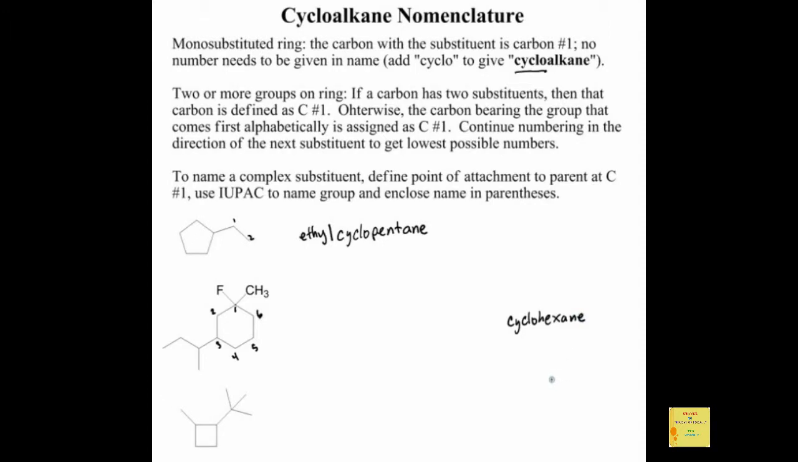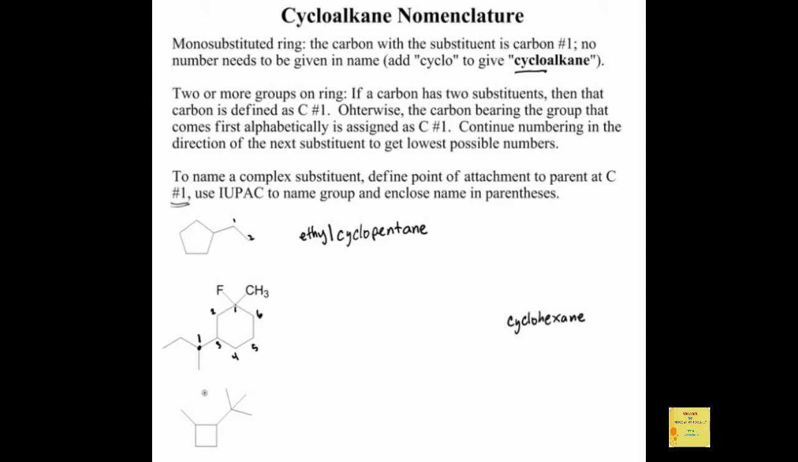Cyclohexane. We have a fluoro and a methyl, and then this group is a little more complex than a simple methyl, ethyl, propyl, that sort of thing. So how would we name that? And we have some instructions here. To name a complex substituent, we need to define the point of attachment to the parent as carbon number 1, and then we perform a second, kind of like a little mini IUPAC, to describe the name of that complex group. So for example, this is the point of attachment. So this has to be described as carbon number 1 for the substituent.